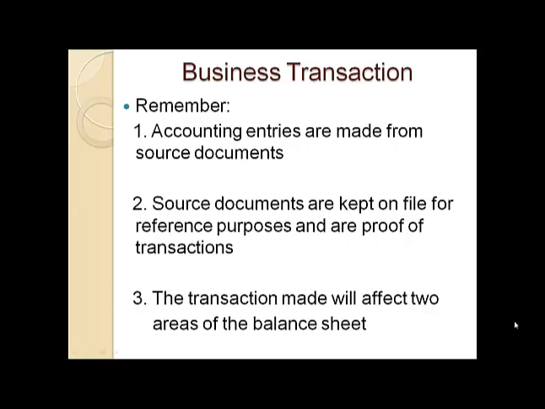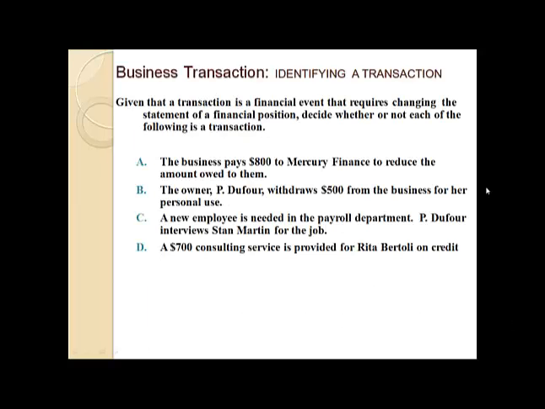Remember, all accounting entries are made from source documents. The source documents are kept on file for reference purposes and are proof of transactions. The transaction made will also affect two areas on the balance sheet. Now let's practice identifying various transactions. Let's take a look at the first one.